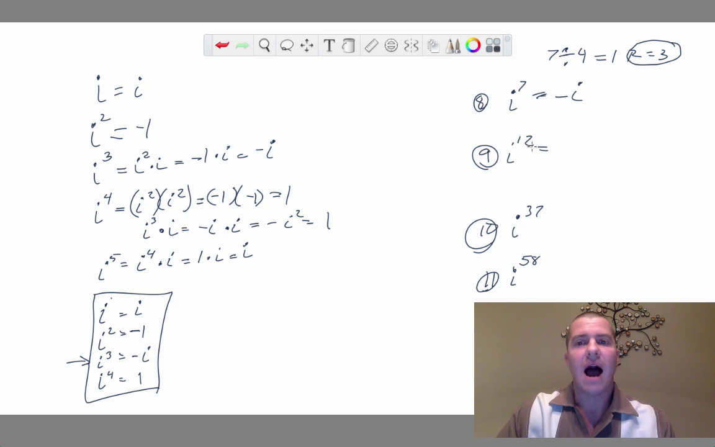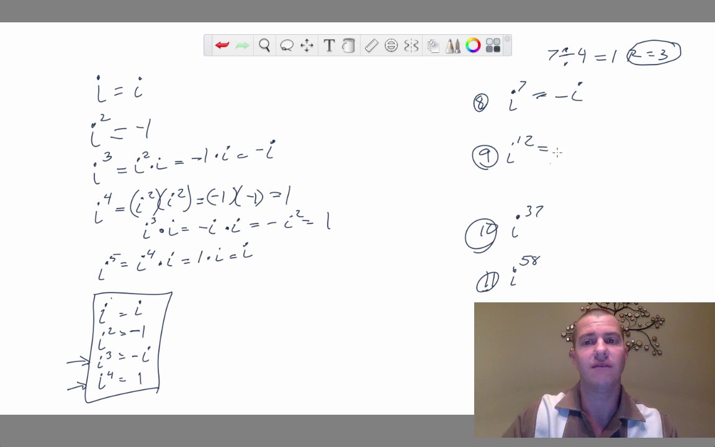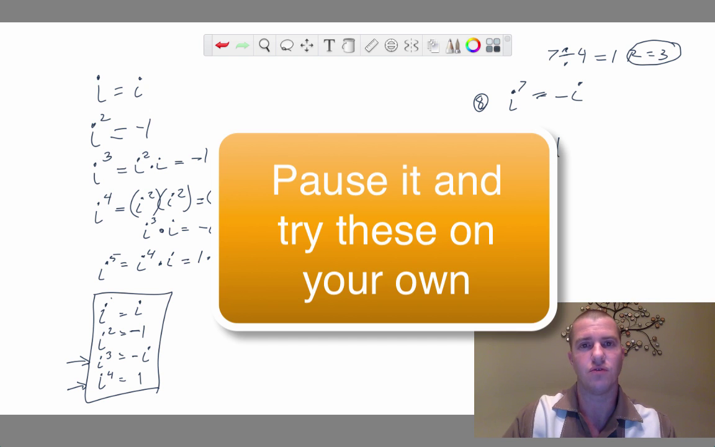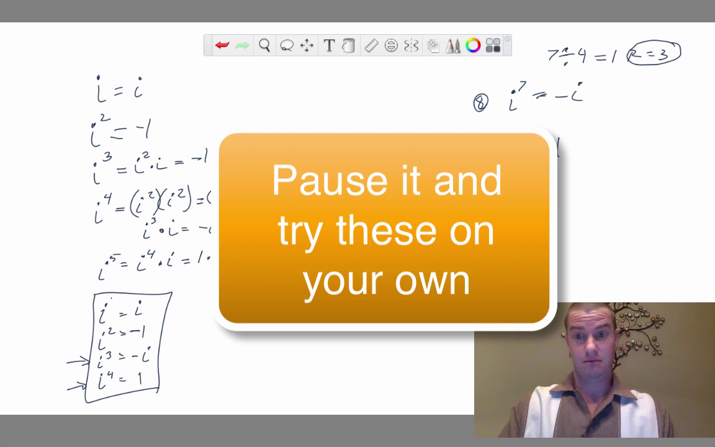And so i to the 12th, because 4 goes into 12 evenly, it's similar to i to the fourth, because 4 goes into 4 evenly. So anytime 4 goes into it evenly, it's equal to 1. So you try these 2. Pause it, take a second, try them, and I'll give you the answers.